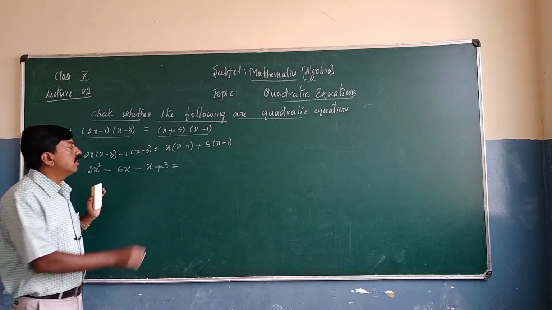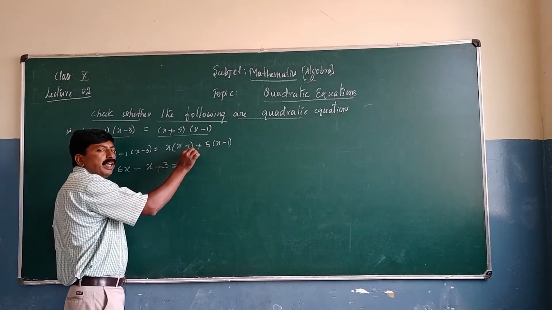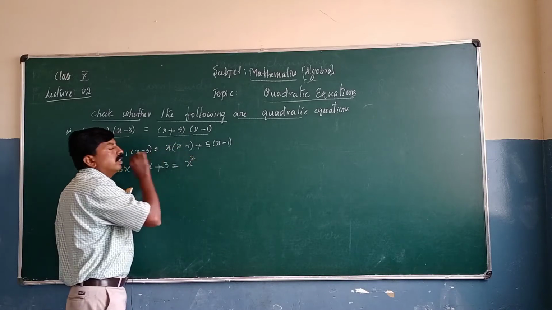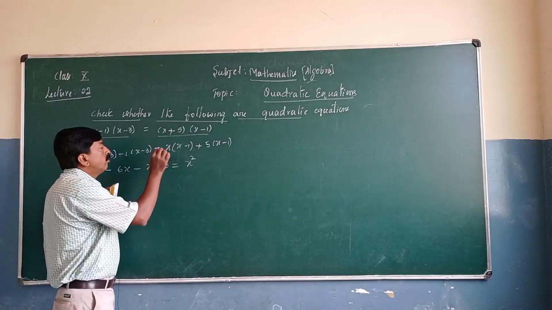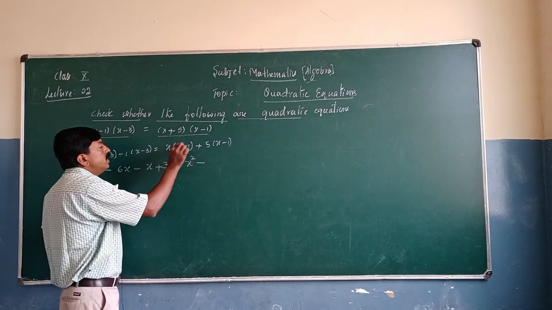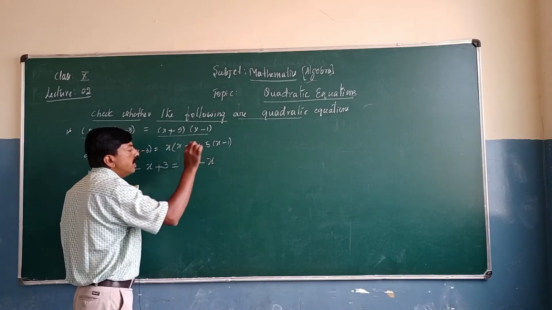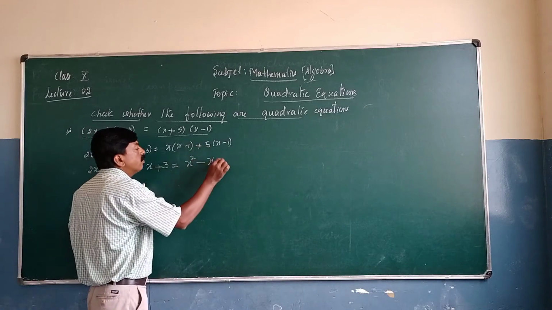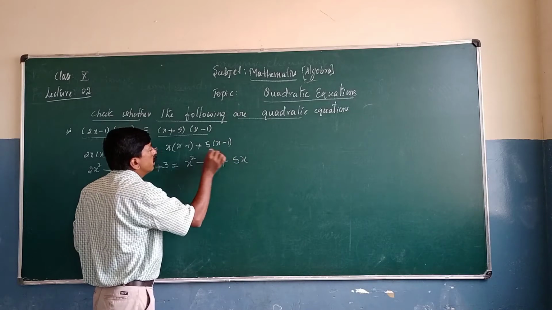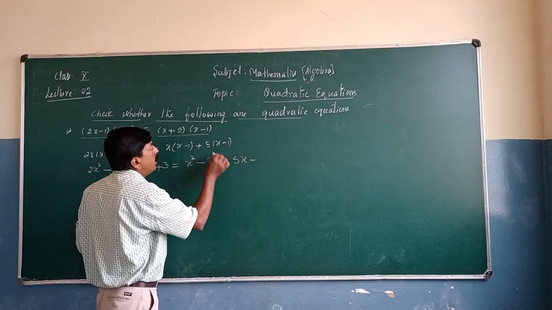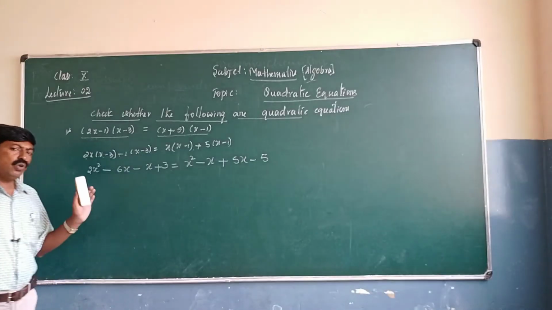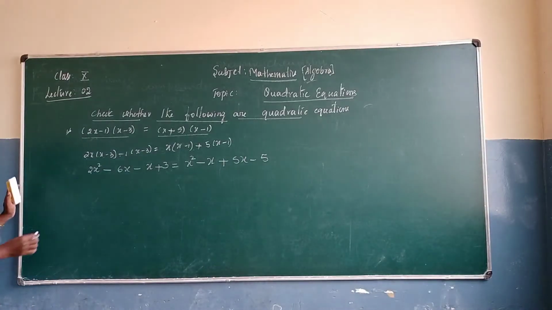Now here also monomial with binomial. x into x is x square. Plus into minus, minus. x into 1, that is x. Again, plus 5 into x, 5x. Plus into minus, minus. 5 ones are 5. Now group the like terms and simplify.